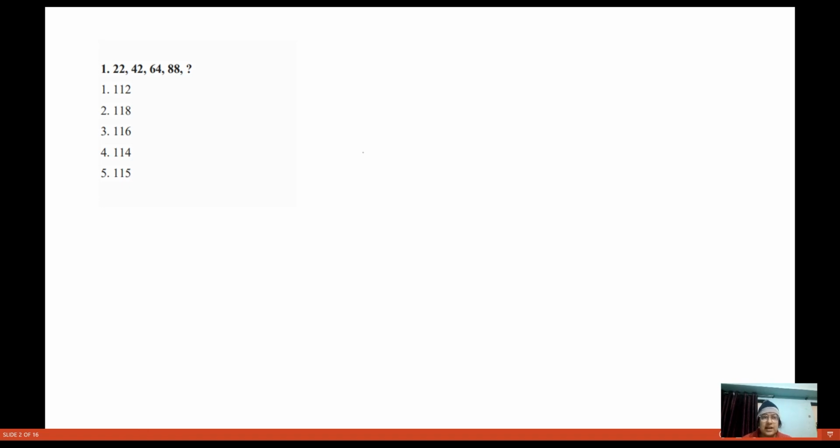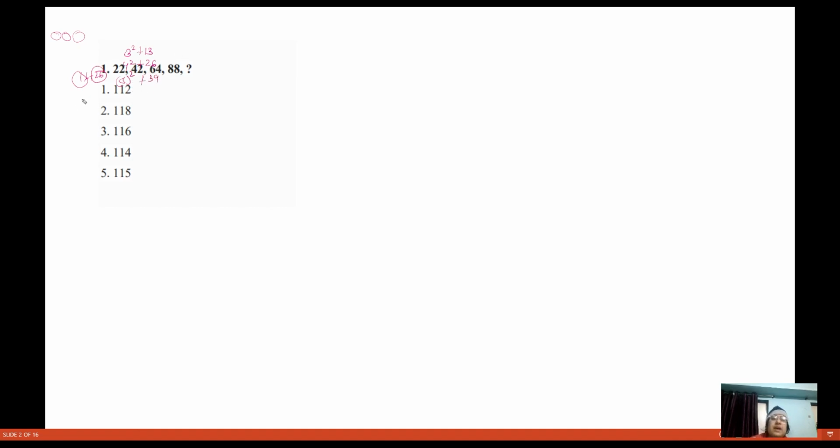Is there any other logic that is applicable here? Let us see one more possible logic. 22, I can write as 3 square plus 13. 42, I can write as 4 square plus 26, because 4 square is 16, and 16 plus 26 is 42. 64, I can write as 5 square plus 39.